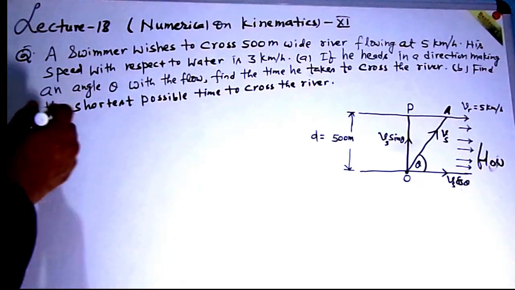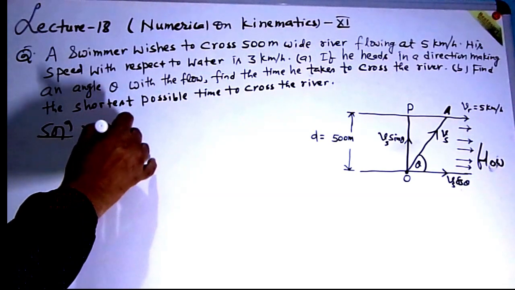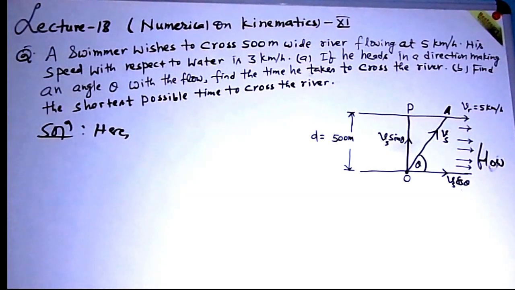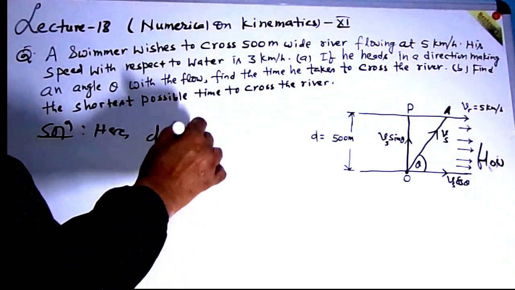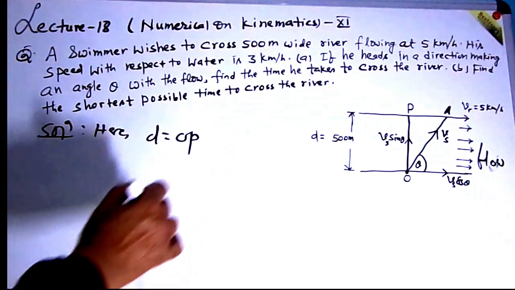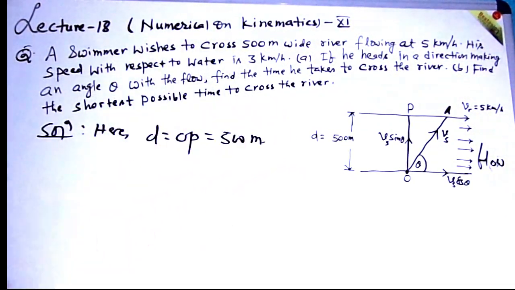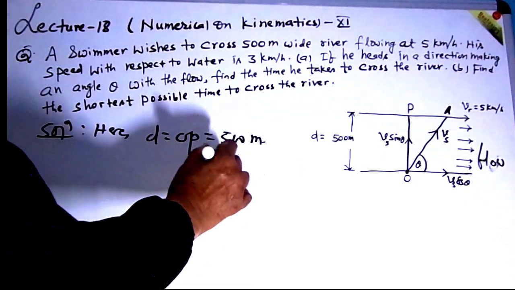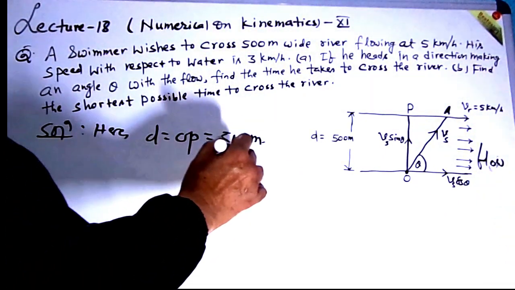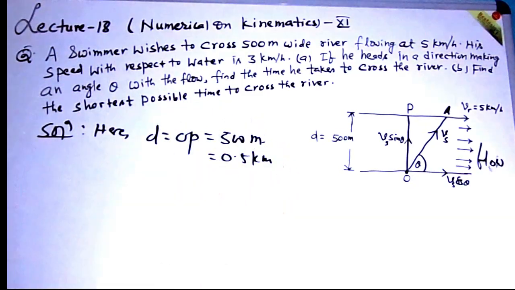Okay, so now we can write the solution here. The distance d is equal to OP, which means the width of the river is given, 500 meters. As we change it into kilometers, it doesn't matter, we can write it as 0.5 kilometer as well.